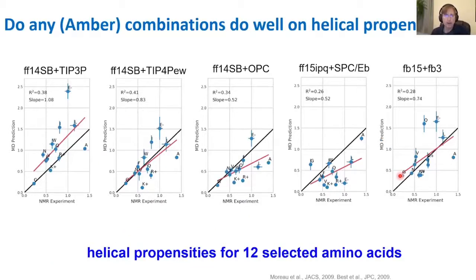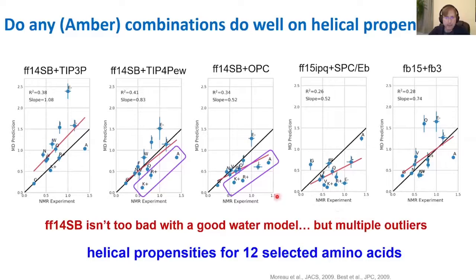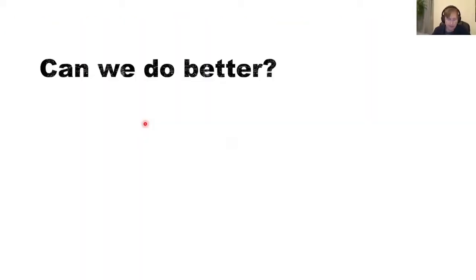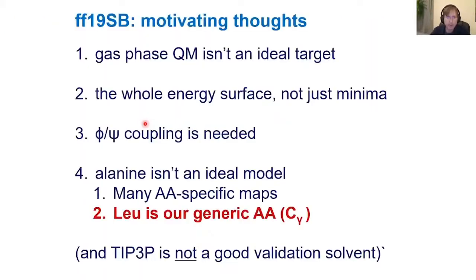So we looked at a wider variety of combinations, different water models, different ways of doing the force field, ff15ipq with a different charge model, force balance force field and water model, and really didn't see any improvement in these. There was just a lot of scatter and not much agreement with the experiment. Some of these have outliers that in some cases are the positive charged amino acids, but very often alanine is an outlier either being much too low or much too high compared to the experiment. So we decided to go back and try to do a better job on this.